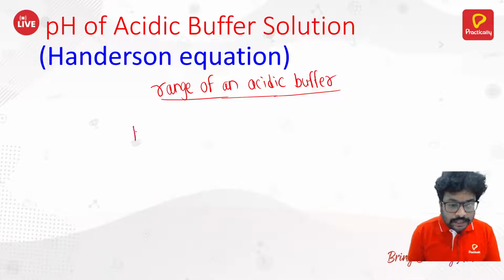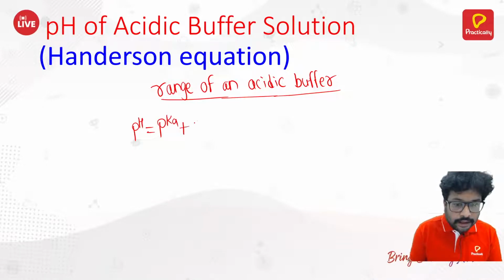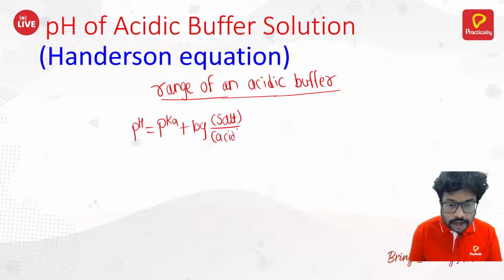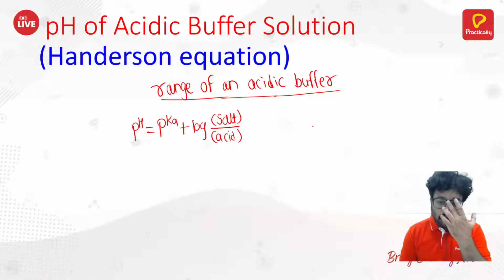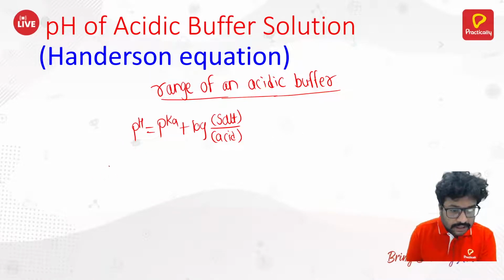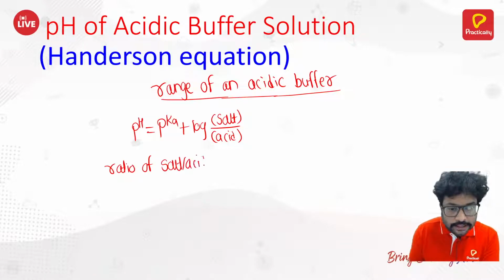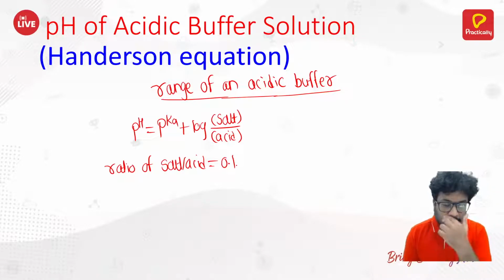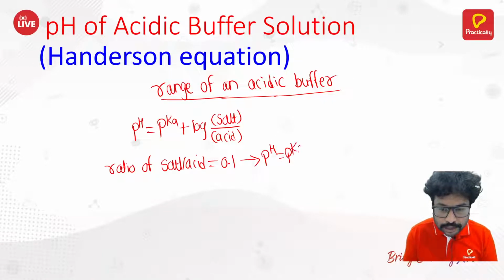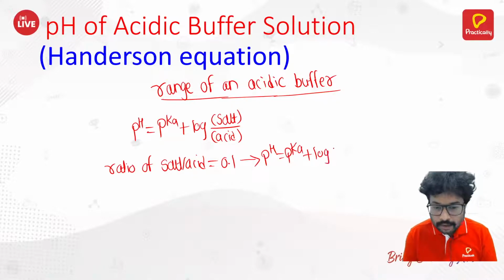So the formula, as you can see here, pH is equal to pKa plus log of salt upon acid, right? Now if the ratio of salt upon acid is equal to 0.1, then what do we have? Then we have pH is equal to pKa plus log of 0.1.